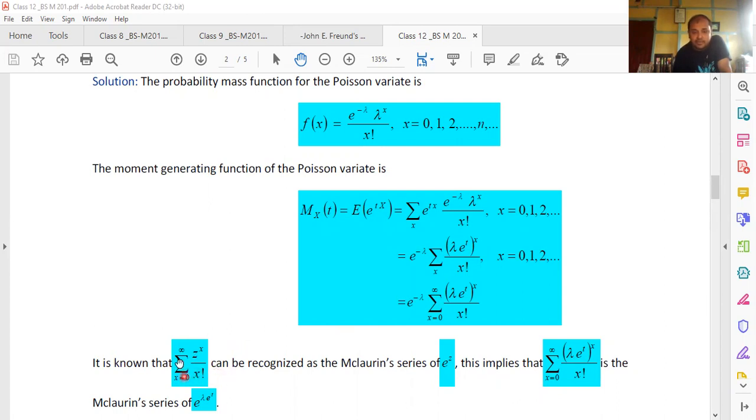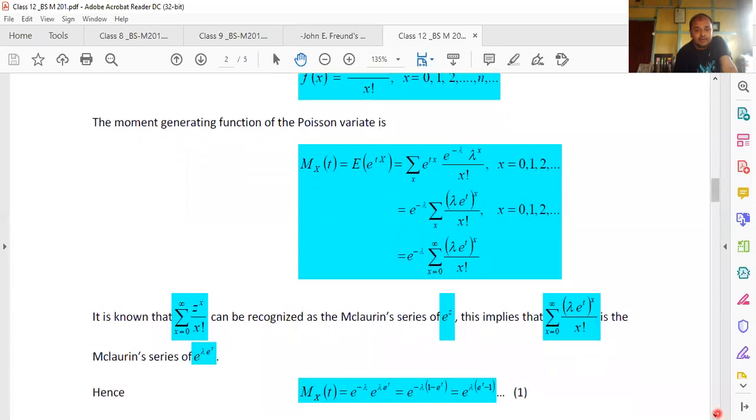In the last semester, we discussed, although we couldn't discuss it very well because of the lack of time, the Maclaurin series of e to the power z. Now, the series we have obtained over here, which has been multiplied by e to the power minus lambda, is in correlation to the Maclaurin series of e to the power lambda into e to the power t.